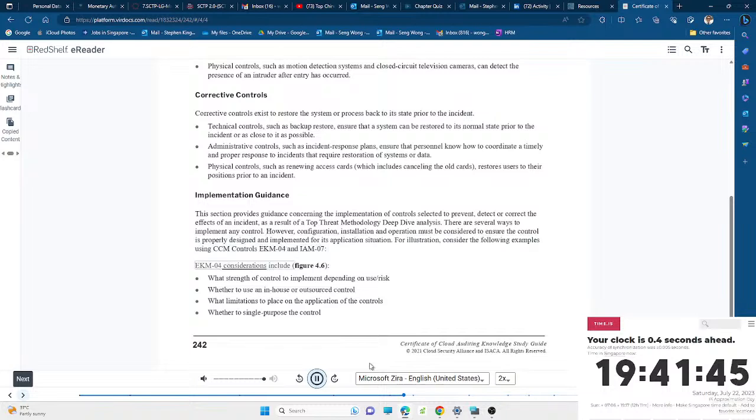EKM04 considerations include, Figure 4.6: what strength of control to implement depending on use/risk, whether to use an in-house or outsourced control, what limitations to place on the application of the controls, whether to single-purpose the control.